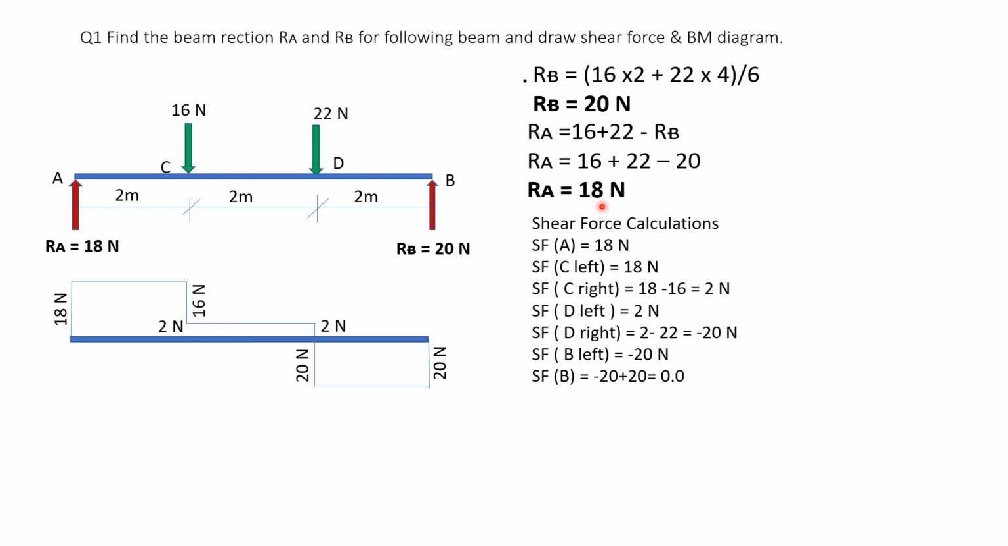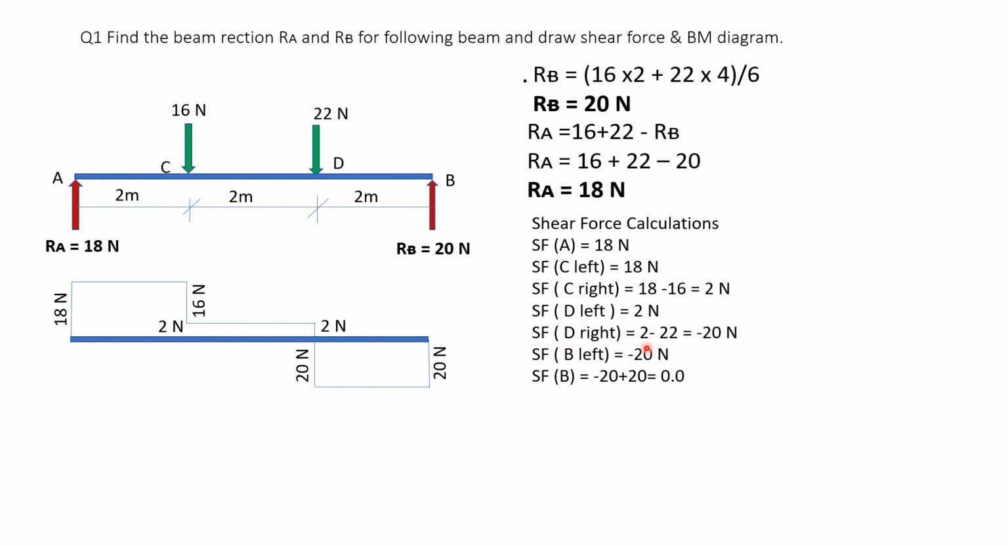The shear force calculations. Shear force at A is 18. Shear force at C left is 18, the same, because it's a horizontal line of 18. Shear force at C right will be 18, and now 16 is minus because 16 Newton is going down. So 18 minus 16 is 2 Newton. So on the right it is 2 Newton, and on the left it is 18. Then at D left is 2 Newton.